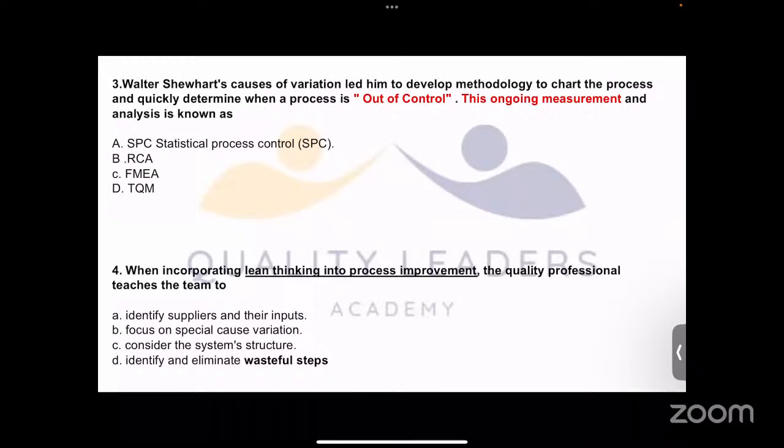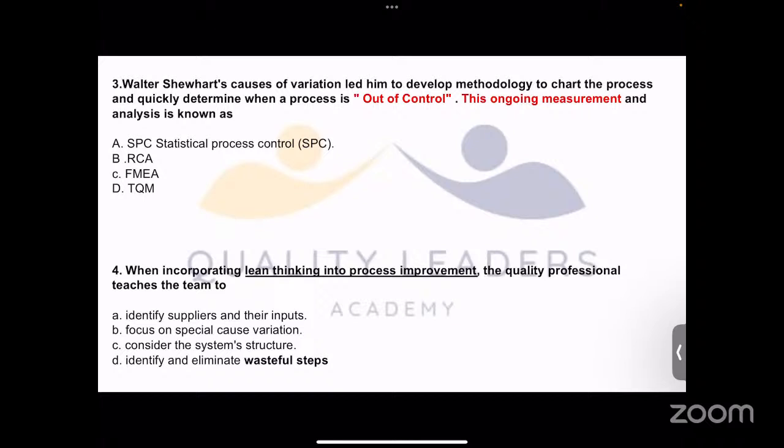A researcher studied the causes of variation, which led him to develop a methodology to chart the process and quickly determine when the process is out of control. So he is creating a control chart that allows him to determine whether the process is out of control or under control. So what do we call this measurement and analysis? Any answer?